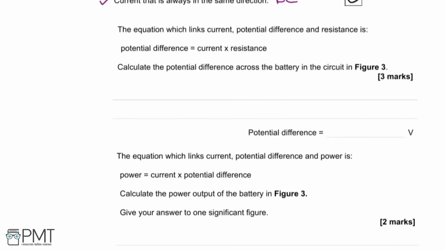The equation which links current, potential difference and resistance is potential difference equals current times resistance. Calculate the potential difference across the battery in the circuit in figure 3. So using this equation to find the potential difference, we need to find the current across the battery and the resistance across the battery.